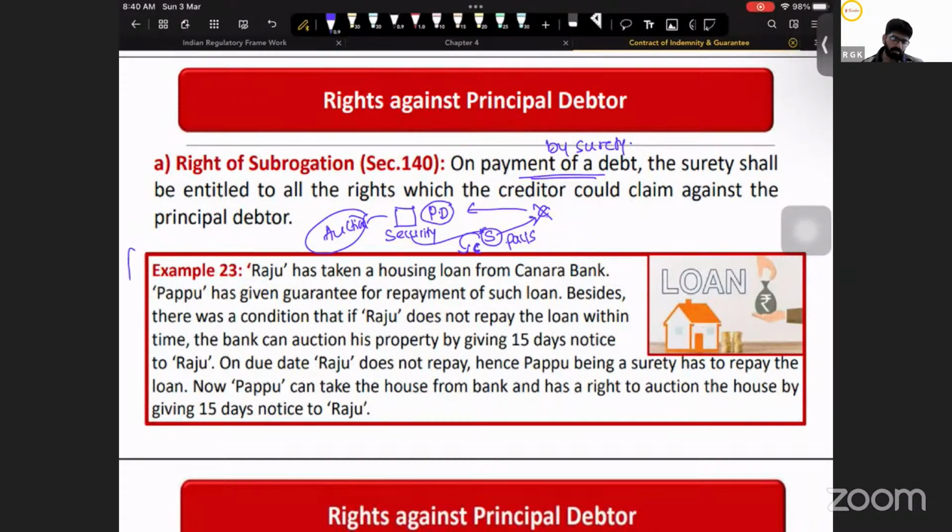The same example is elaborated here. You can just read the example once. And once you complete reading the example, please give me a confirmation whether things are clear to you. Please make sure you reply in the chat box that things are clear to you.